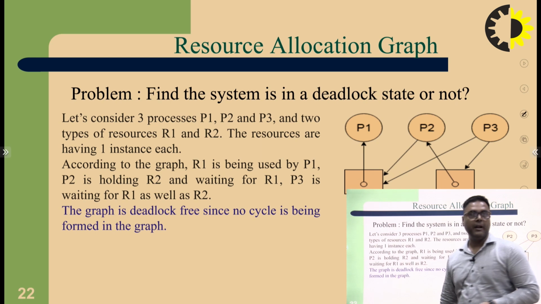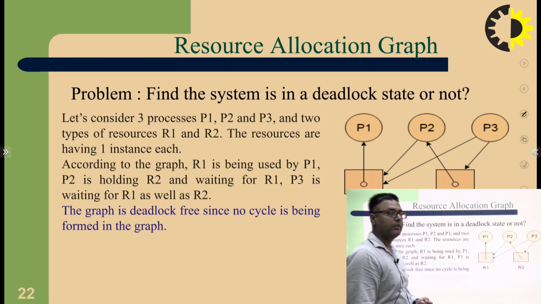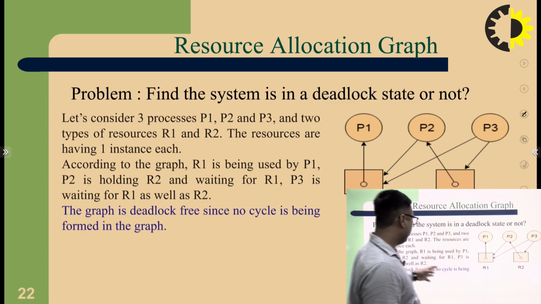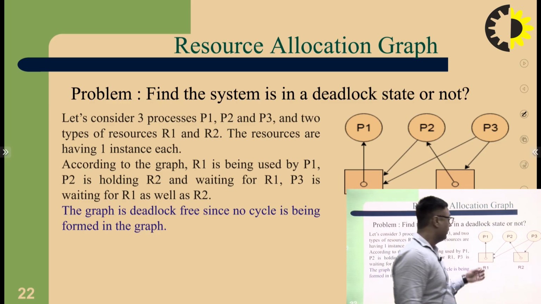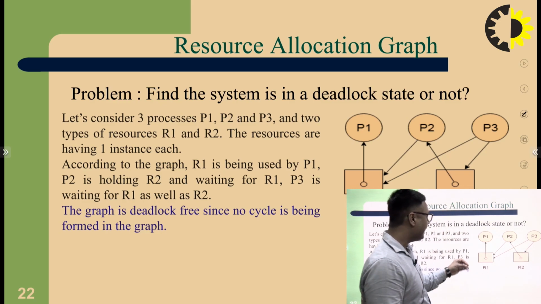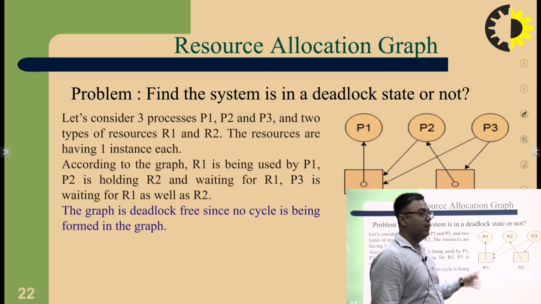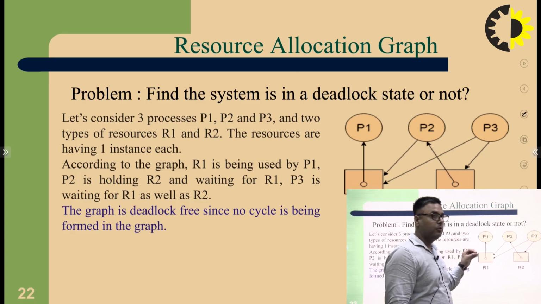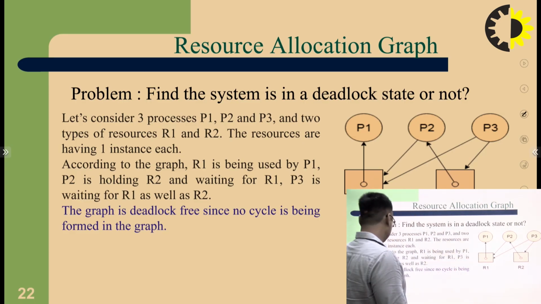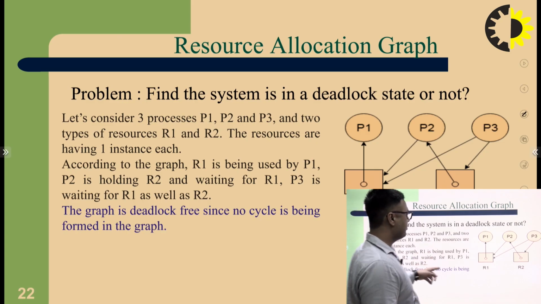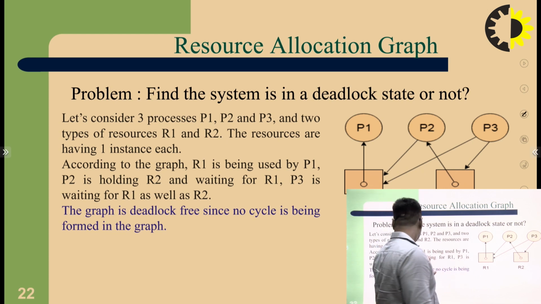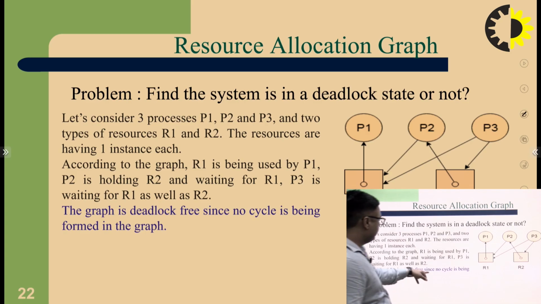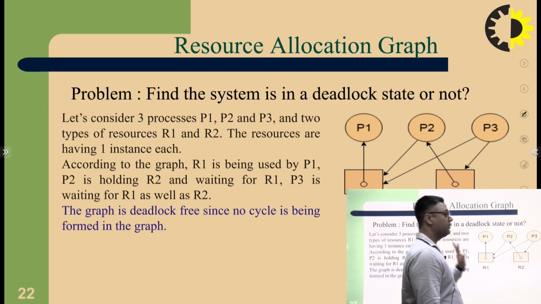Using a resource allocation graph, find whether the system is in a deadlock state or not. Suppose a figure is given, and most of the time the question asks, using this figure, to say whether this follows the deadlock condition or not. At that time, first you check whether the graph has a cycle or not. If there is a cycle, then it is a deadlock. So here it is already mentioned the graph is deadlock free since no cycle is being formed in the graph. So check for no cycle in the graph, that means the deadlock condition is free.